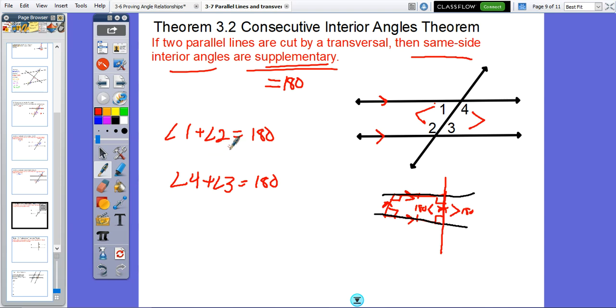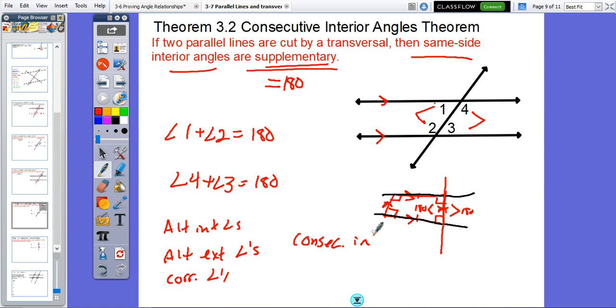All right, so those are the unique ones that we always talk about. We talk about alternate interior angles, alternate exterior angles, and these are the abbreviations you can use when you do 2-column proofs. Corresponding angles, and of course, consecutive interior angles. These 4 types of angles are going to be the majority of things you're going to be dealing with in your work today.